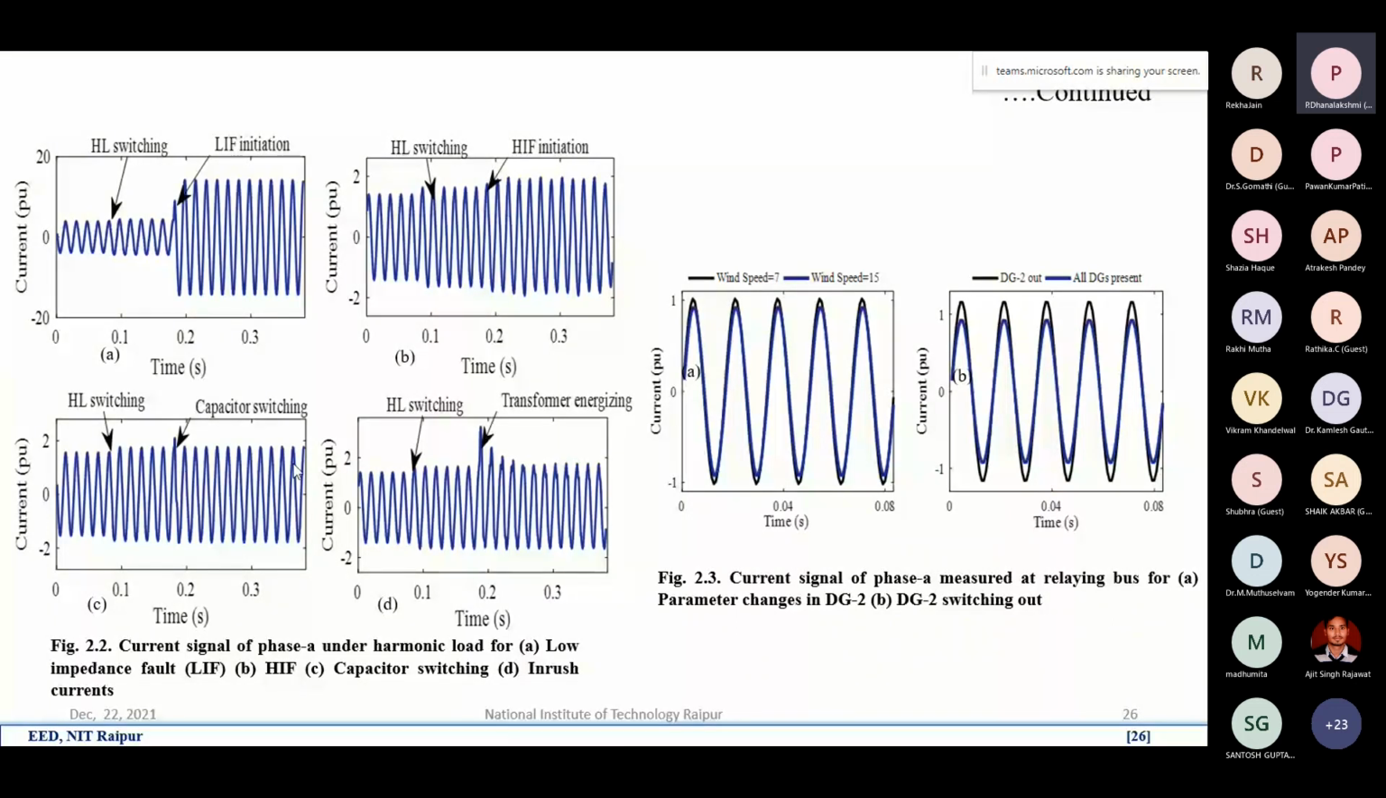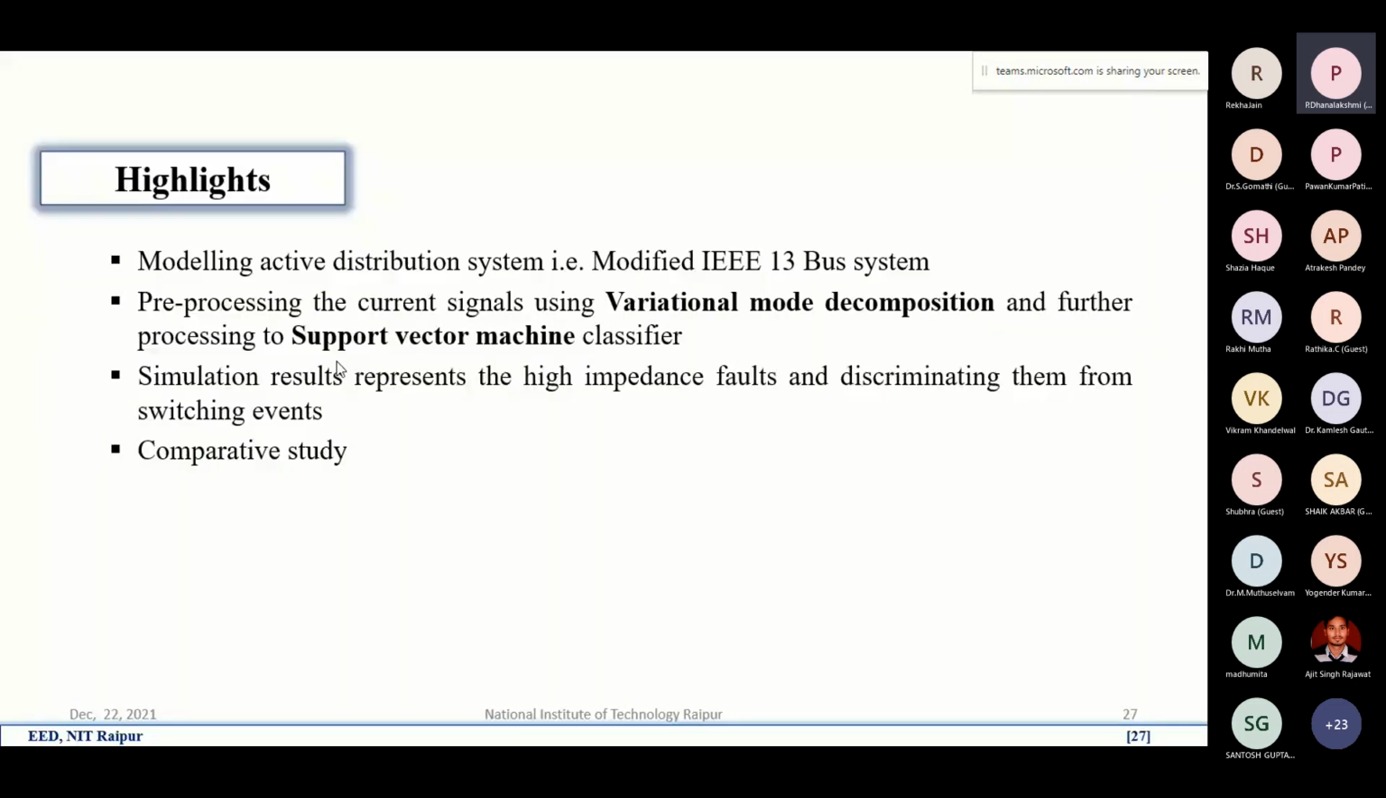Similarly, for transformer energization, there is a sudden rise. If this rise is comparable to the pickup current of the conventional overcurrent relay, then in this case also it will consider the system to be faulty. That must not happen. So here, what we will be doing is using an advanced signal processing tool known as variational mode decomposition, VMD, and a machine learning technique, which is support vector machine, to finally classify the presence of fault and discriminate it with respect to the different switching events. So that is the main highlight.